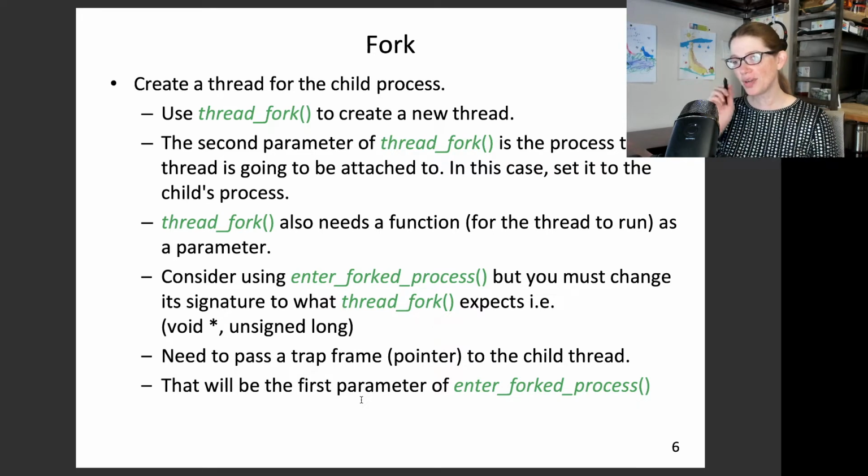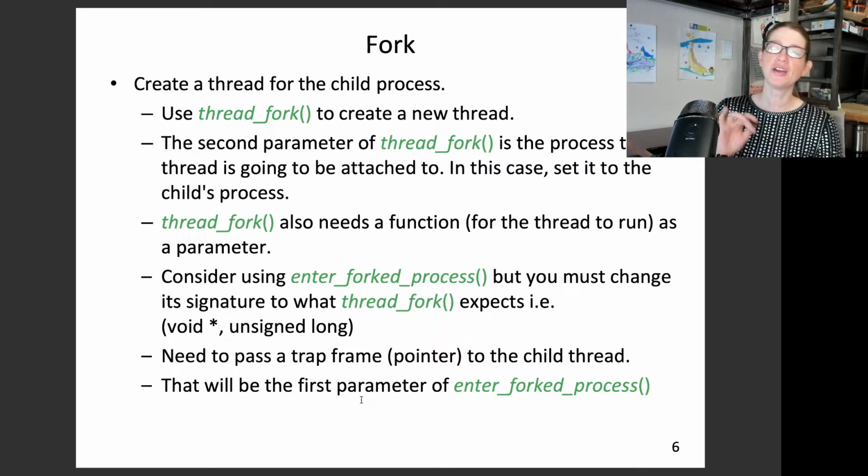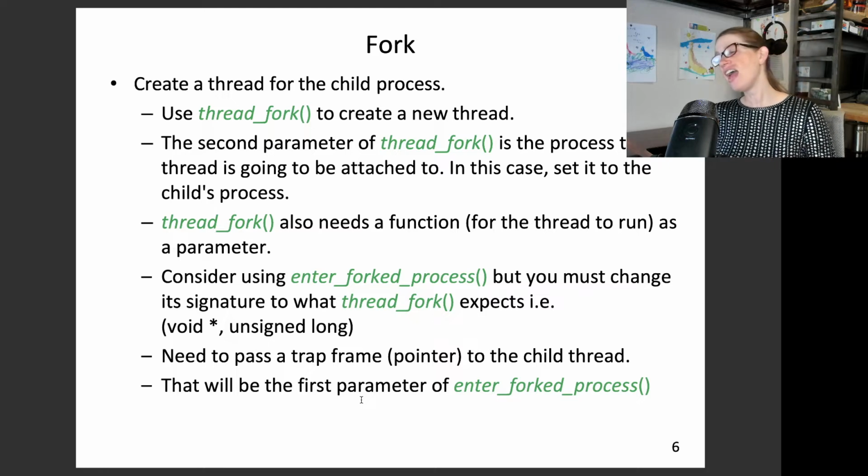So because we want to create a new thread for the child process, we are going to pass the address of the child process in as our second argument to thread fork so that the new thread gets attached to the child. And then what we're going to do is, well, wait a minute. We have to pass a function that our child process's thread is going to execute. What is that function? Is it an empty function? And the answer is no, it's not an empty function, but it is something you're going to need to do.